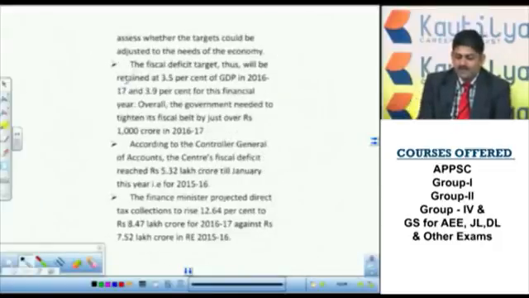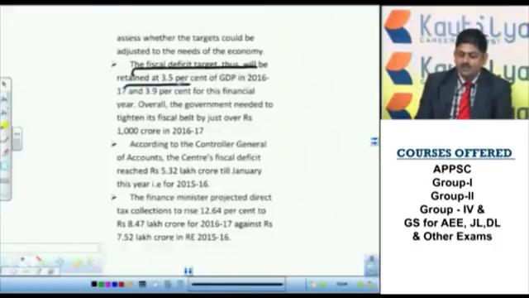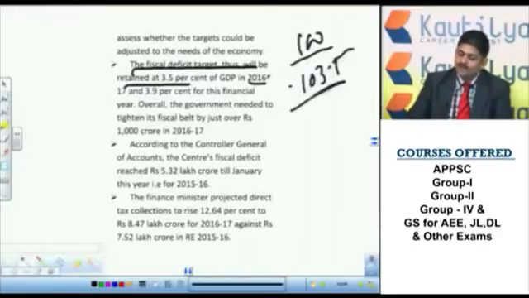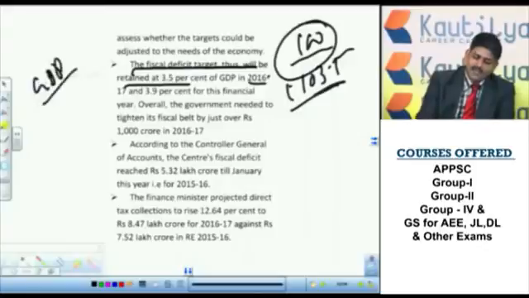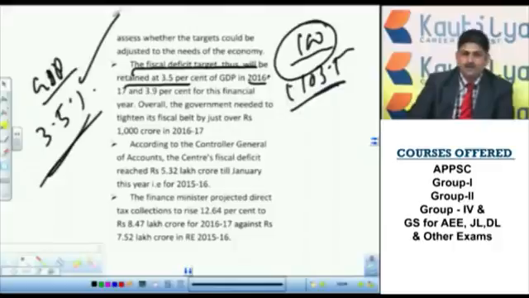So this time the fiscal target will be retained at 3.5% of GDP in 2016-17. This is for the coming financial year. Now what does it actually mean? Suppose there is 100 earning and 103.5 spending. That means in our GDP, this 100 is our GDP, and the deficit should not exceed more than 3.5% of it. This is what is targeted.